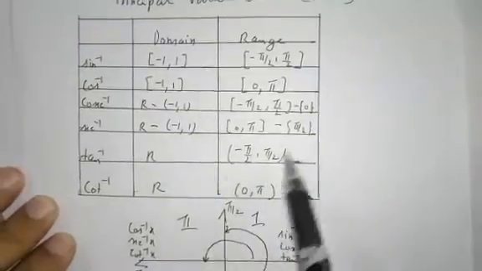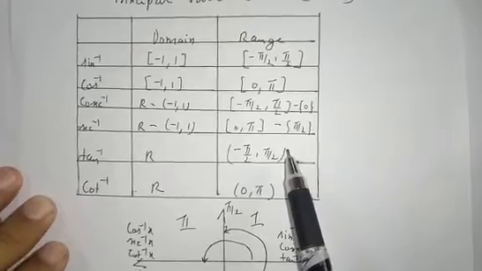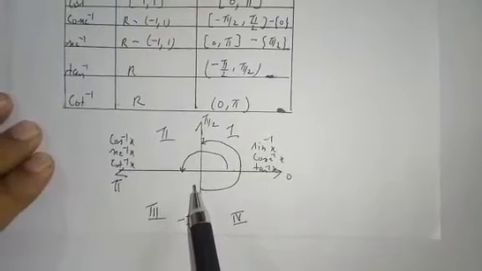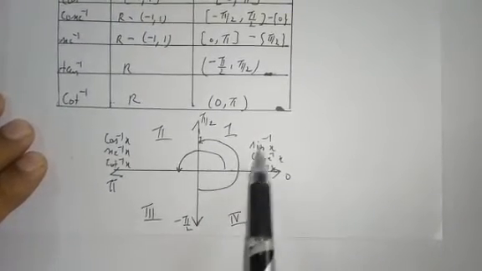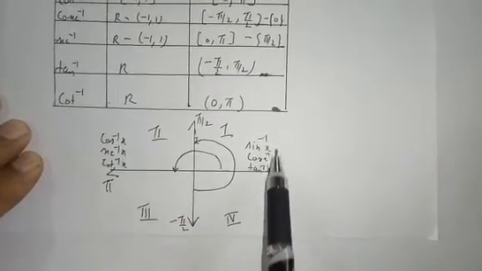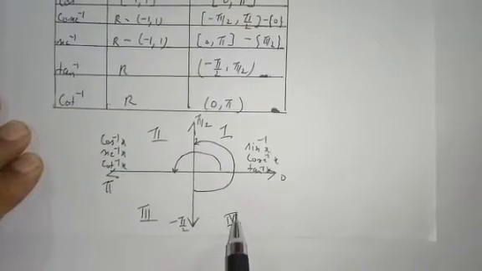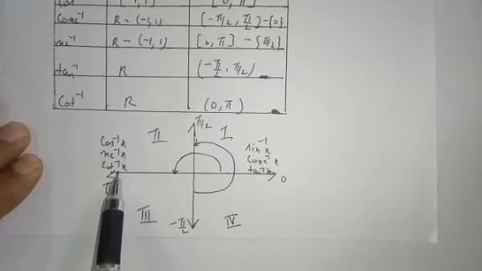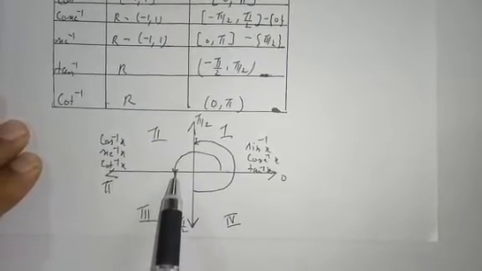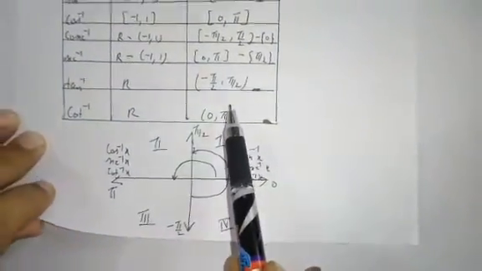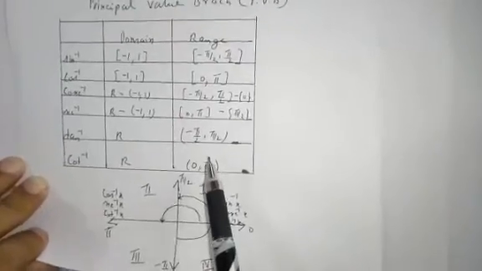To learn this principal value branch, this table helps us. For sine inverse x, cosec inverse x and tan inverse x, the PVB lies in the first and fourth quadrant, and in the case of cos, sec and cot, the PVB lies in the first and second quadrant. So this table helps us learn all the ranges of the inverse trigonometric functions. Now we do some examples.